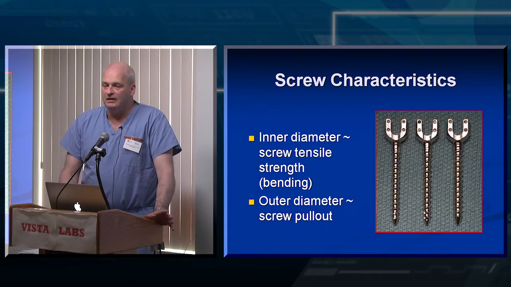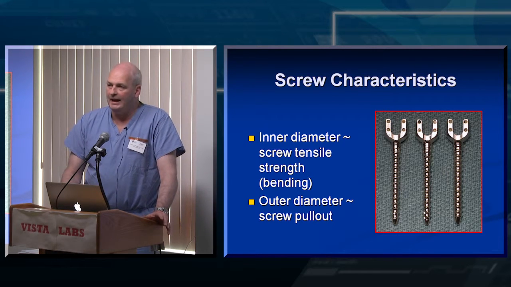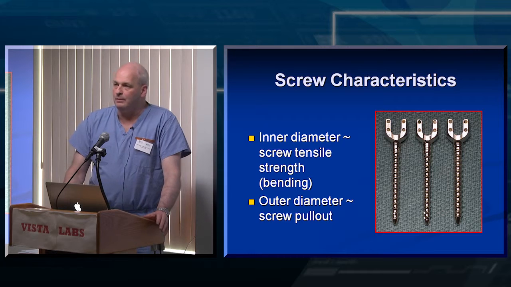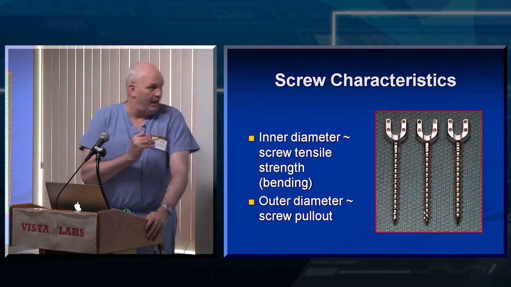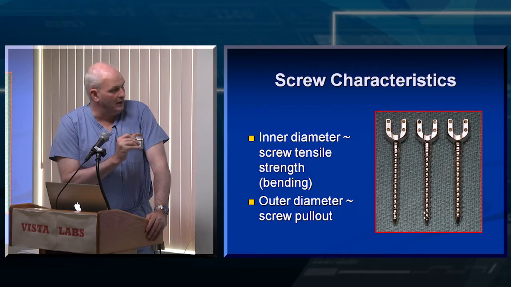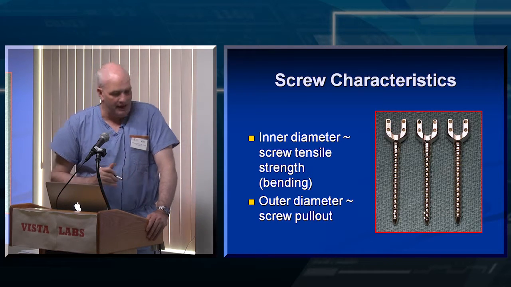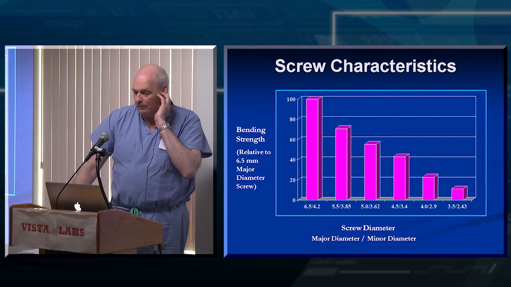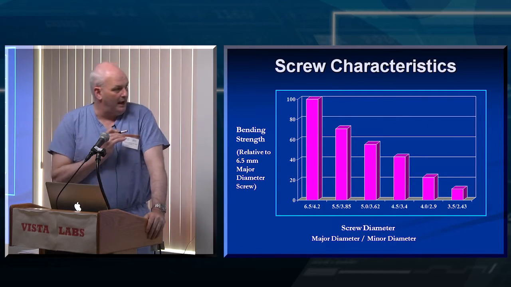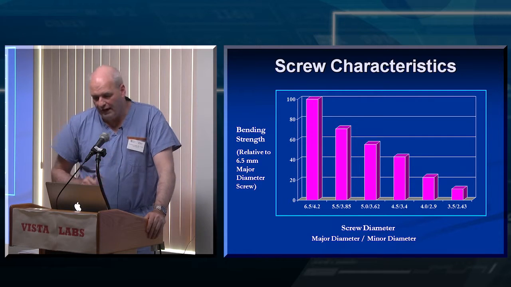That's a change that has been made to optimize the strength, because the majority of times when screws used to break was at the junction of the screw head to the shaft of the screw. And by thickening this inner diameter in this location, it resists that fracture. So this just shows how much dramatically stronger a screw is if you get one that's bigger.